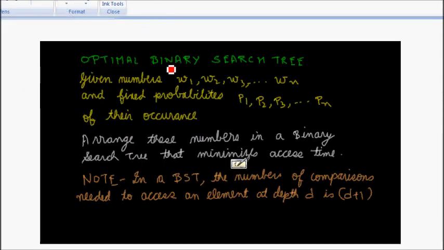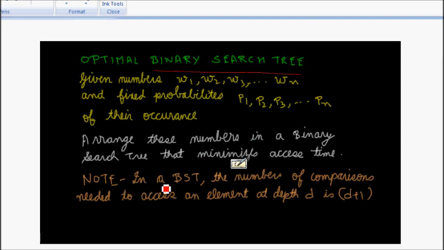So our problem here is to construct an optimal binary search tree from given data. Let's see what it means. If we are given numbers w1, w2, w3 till wn, in increasing order, and the fixed probabilities of searching these numbers are p1, p2, p3 till pn, then we have to construct a binary search tree that minimizes the access time.